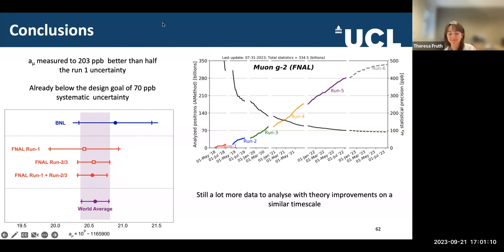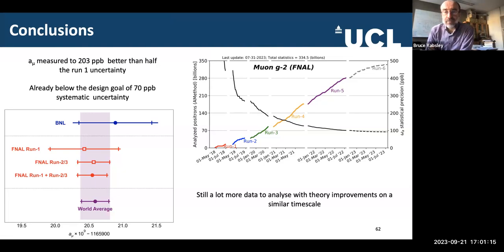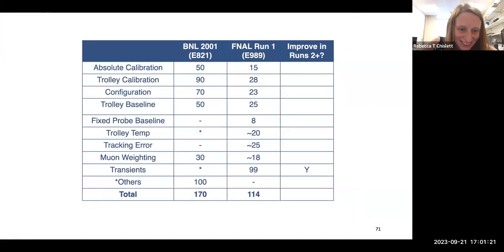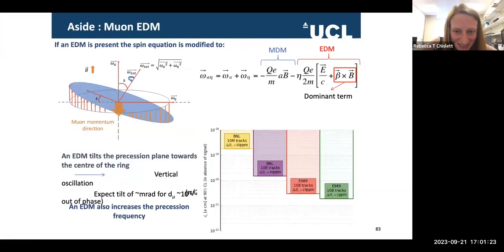Nice. You don't happen to have snuck in any backup slides about that measurement, do you? I don't know. I don't think I did. Oh no, I did.